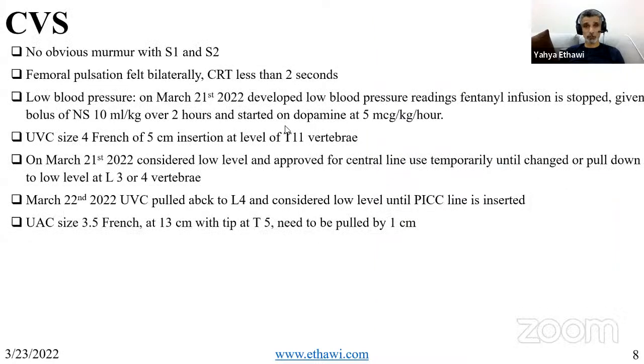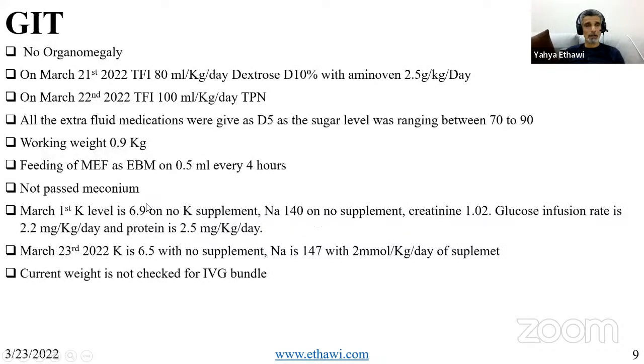And cardiovascular, the baby had a little bit of hypotension. So we stopped the fentanyl, we stopped the VG. We gave normal saline over an extended period, half dose because of the IVH bundle, and dopamine 5 mic. There is a UVC, and there is a UAC. GIT, TFI 80, on the second day increased to 100. The sugar intake was about 2.5 gram per kg per day.